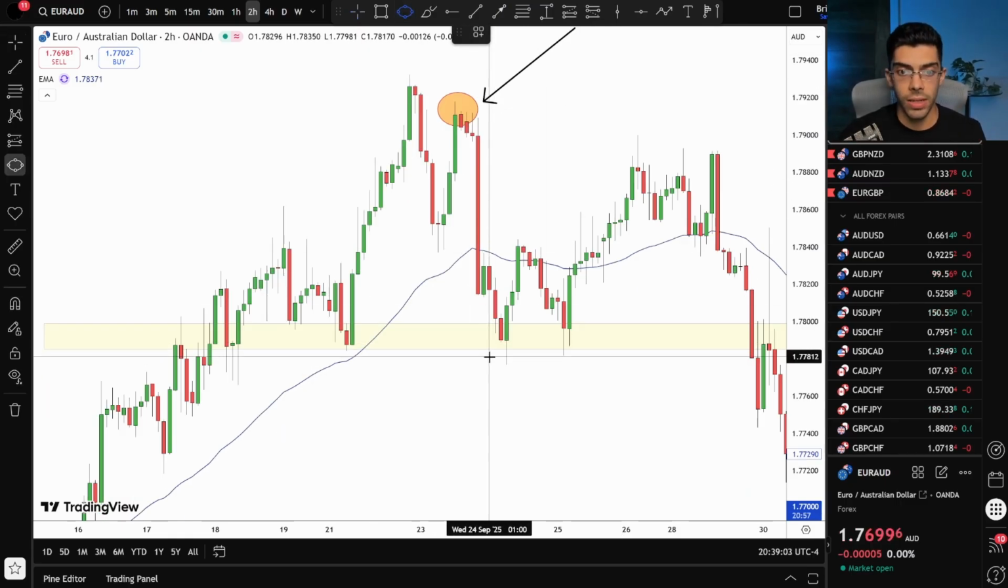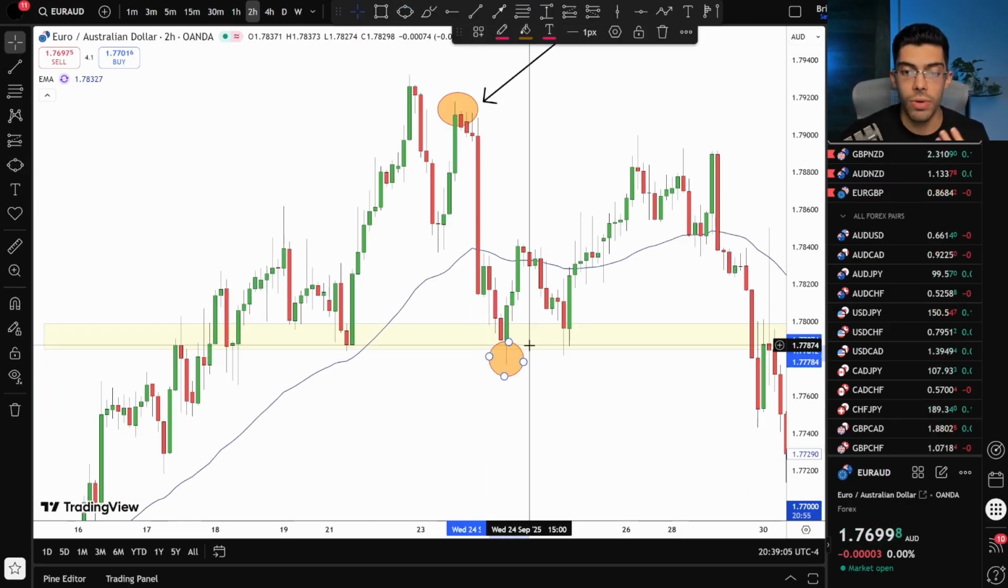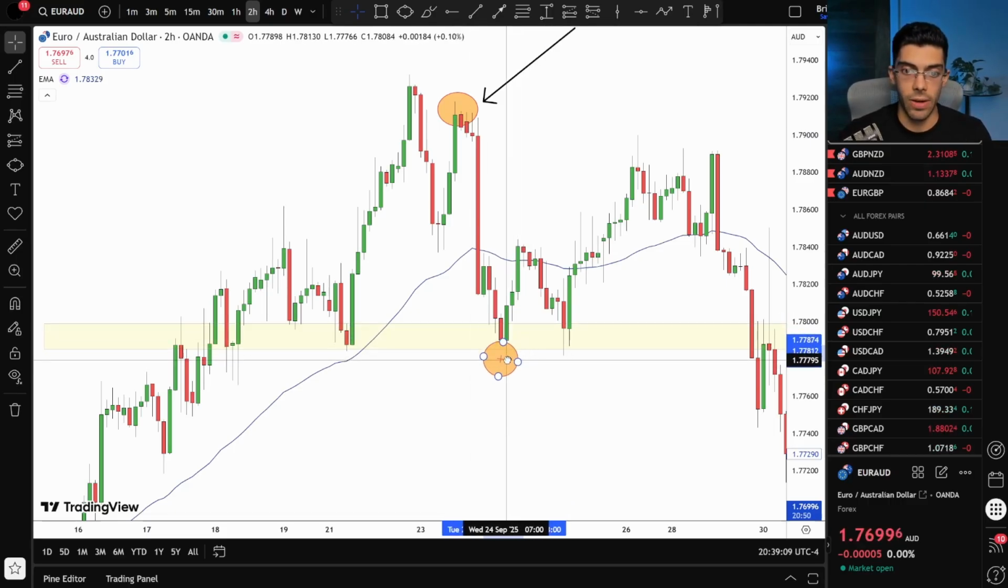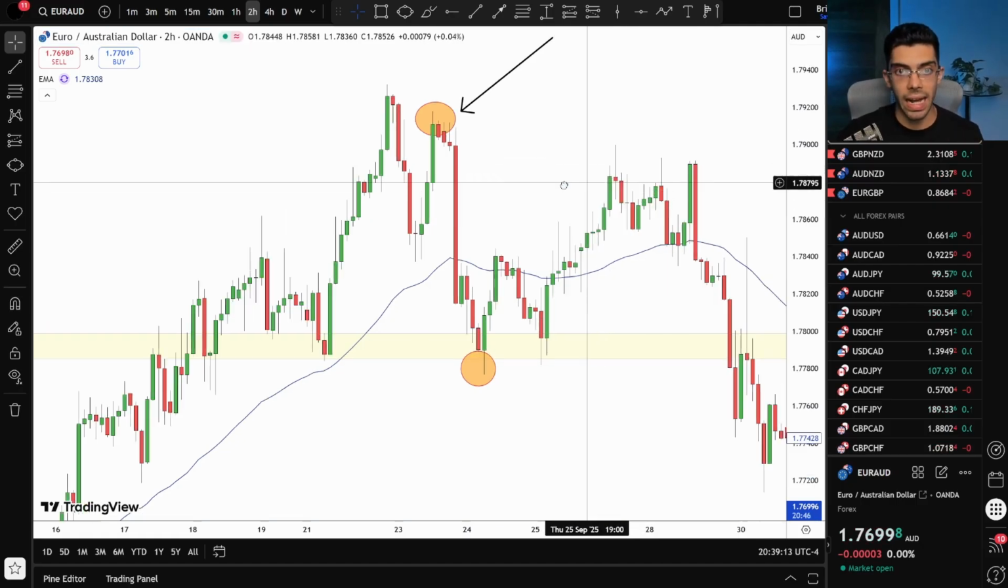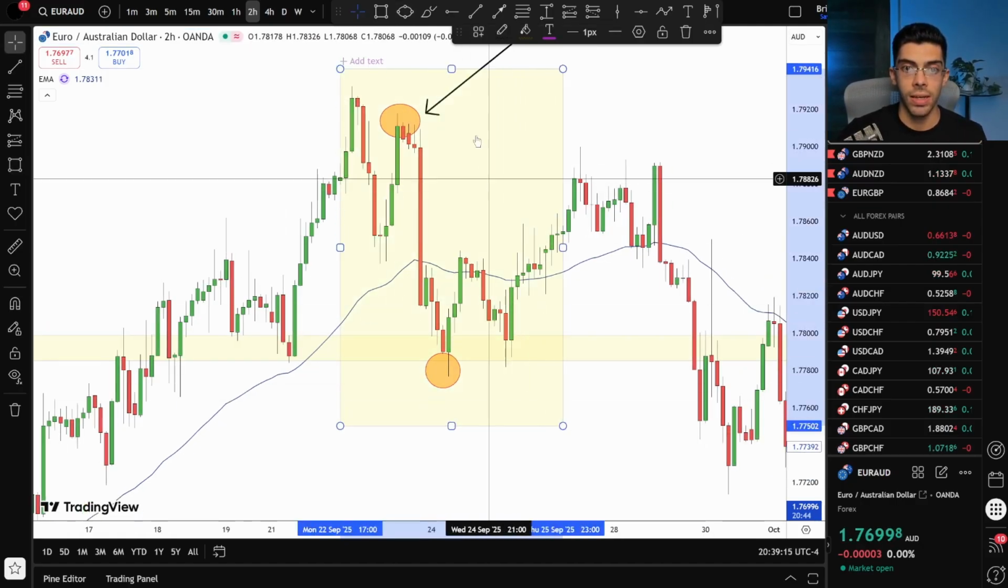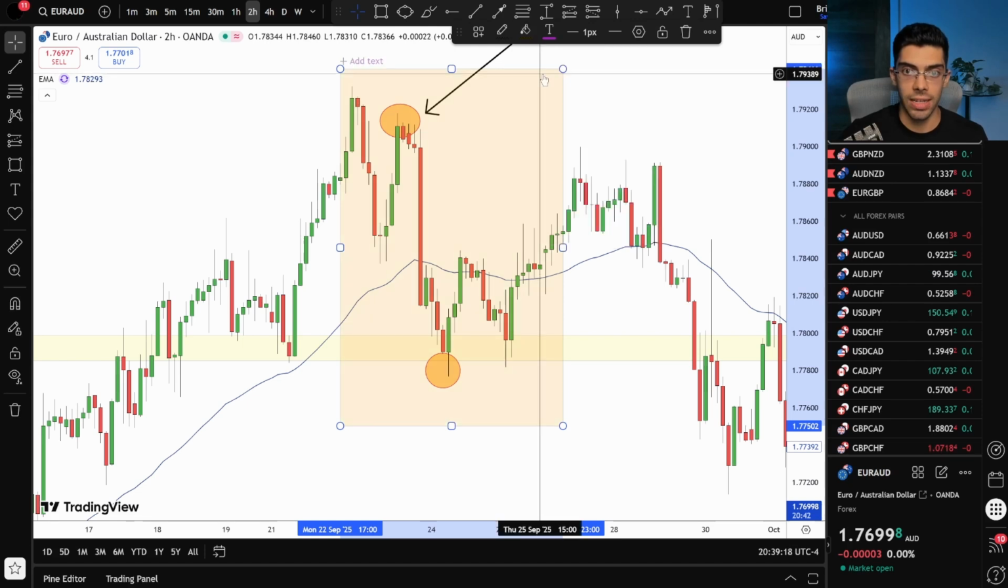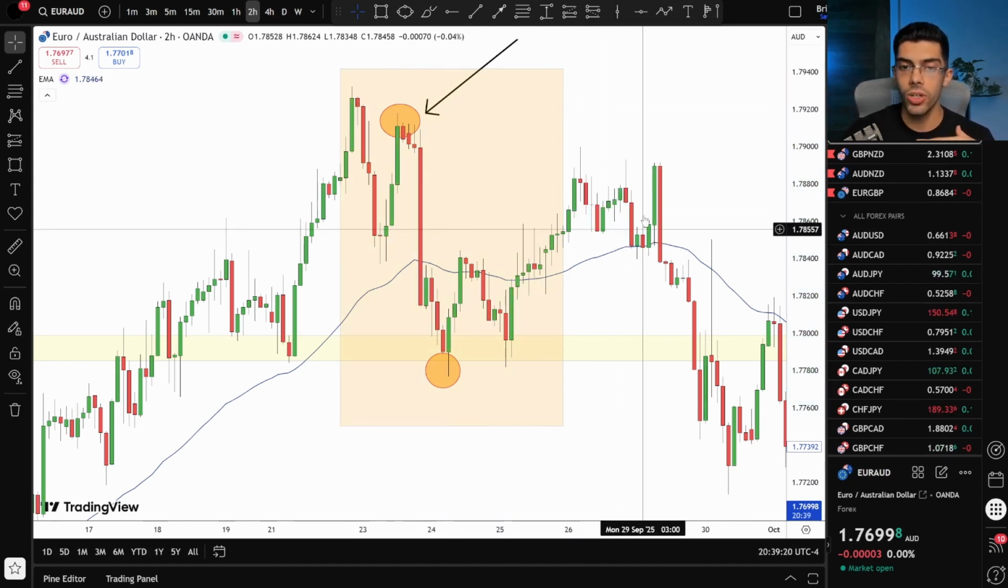What confirmed that we were not bullish anymore and we were at least going to enter a consolidation was this low down here. Now we're not bearish yet, but at this point, I would stop looking for buys once the market reaches this area. I'm going to put a different color, let's say this orange area right here.